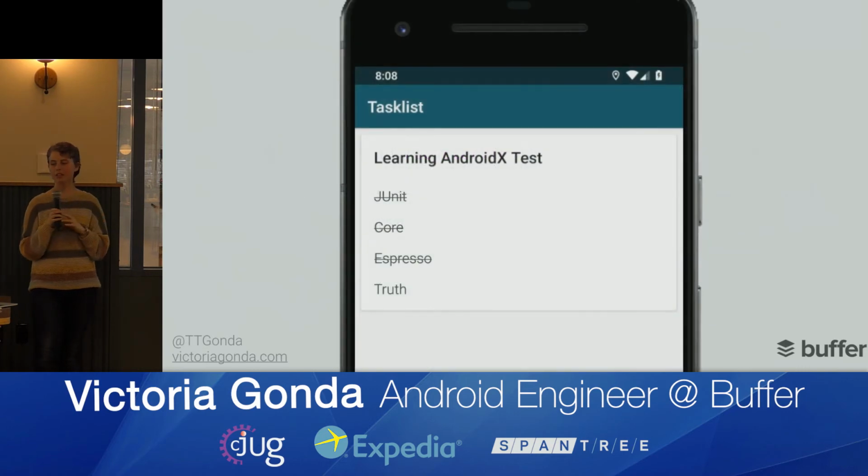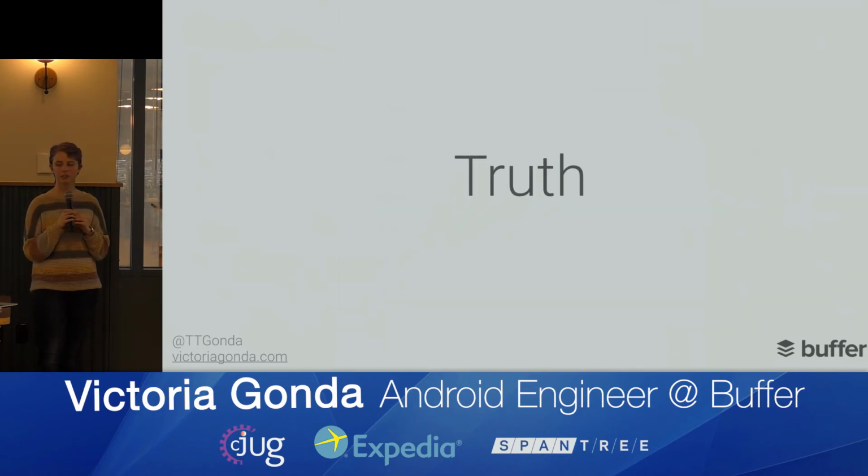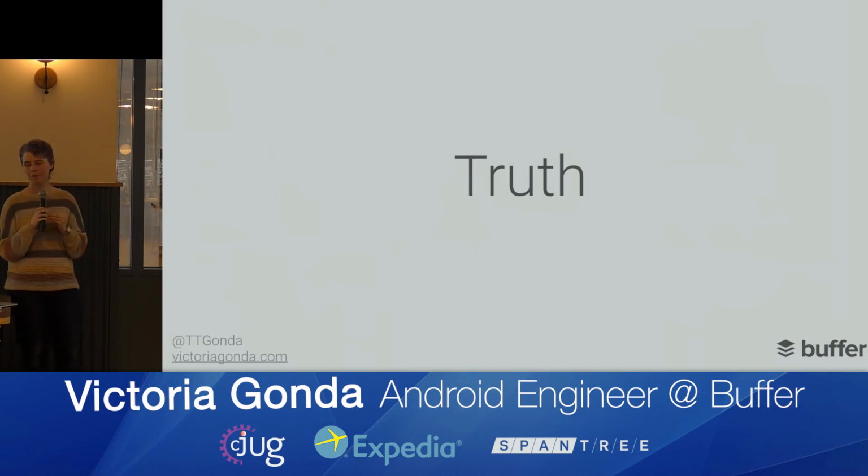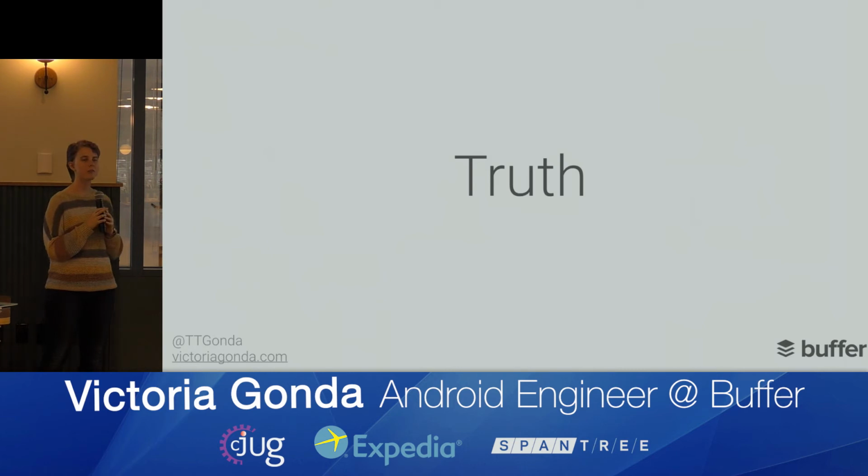Now, Truth is the fourth and last part of AndroidX test. This is an optional assertions library, and you don't need it to write tests, but it can make your tests more readable and error messages easier to understand, and possibly a little bit easier to write as well. So while it's not required the way that Espresso can be to write some tests, it can be very nice to have. And it's all about the verify step, sometimes called the then step of your test. The part that verifies that your test behaves as expected.